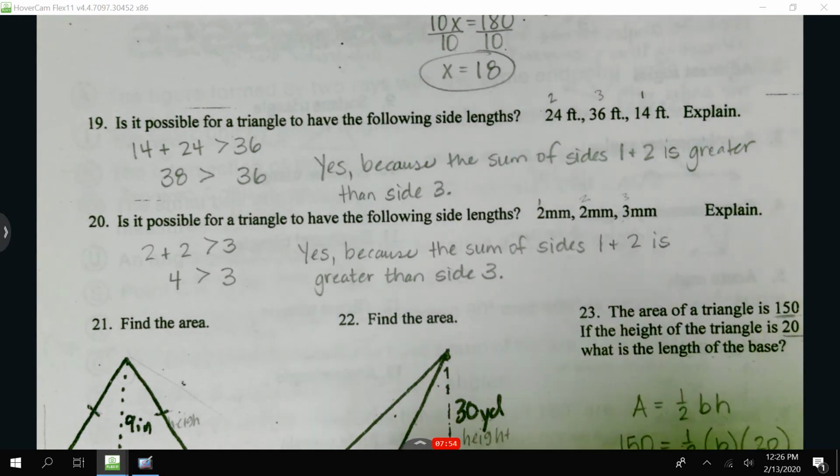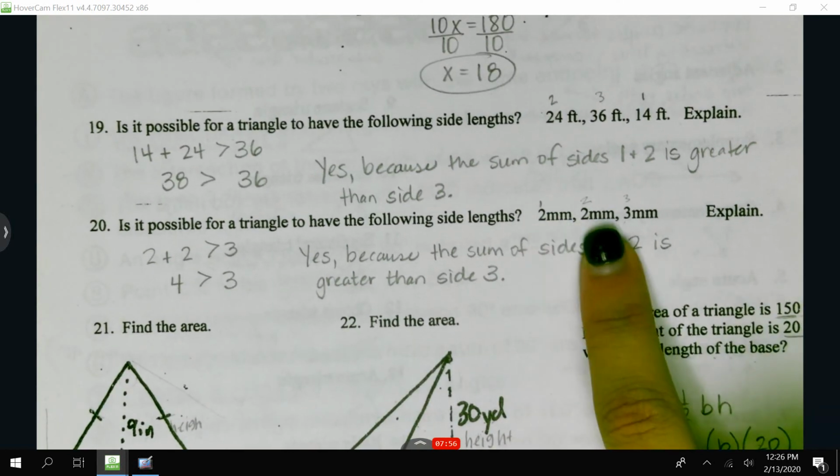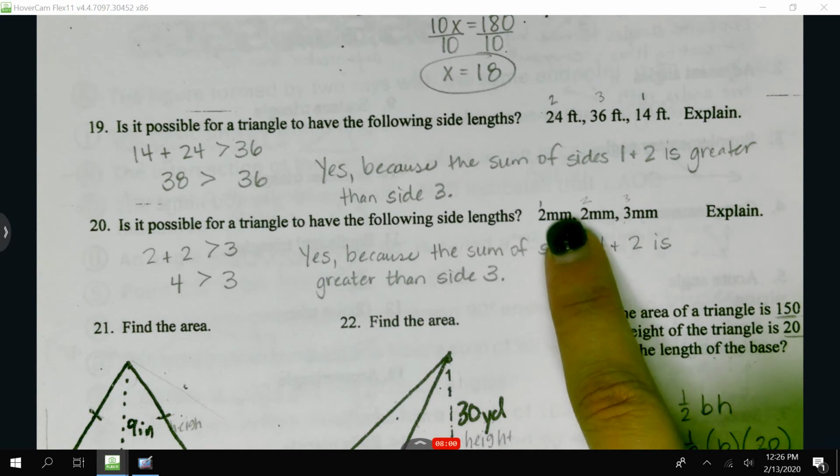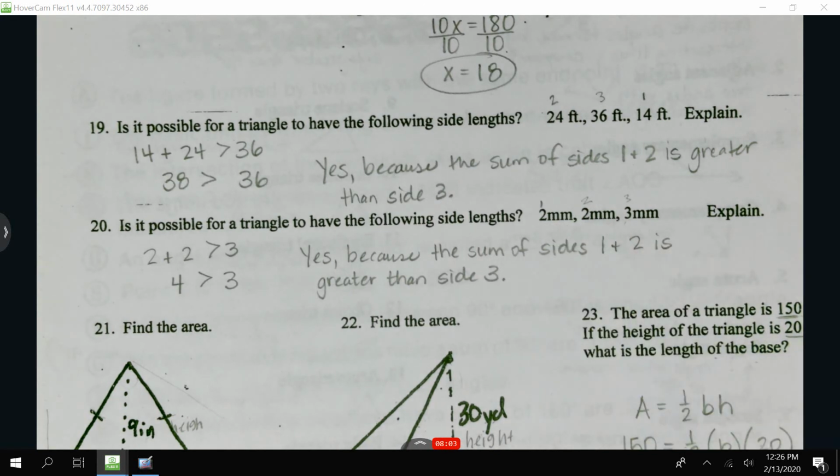Okay. Number 20. 2 plus 2, those are your 2 smaller sides, so that is 4. So 4 is definitely larger than the third side, so it is a triangle. Are we good on that? The sum of the 2 smaller sides has to be greater than the third side.